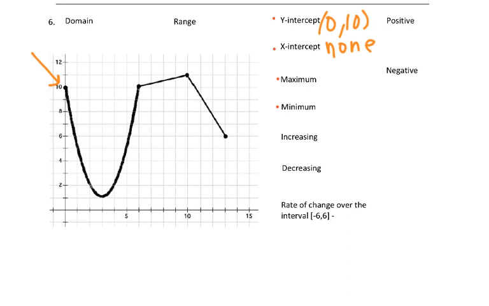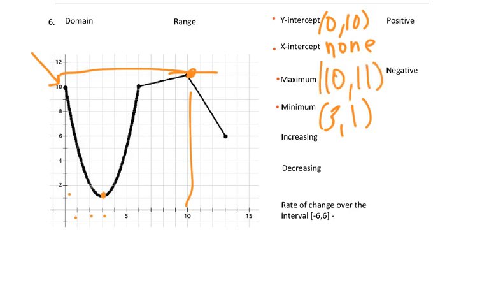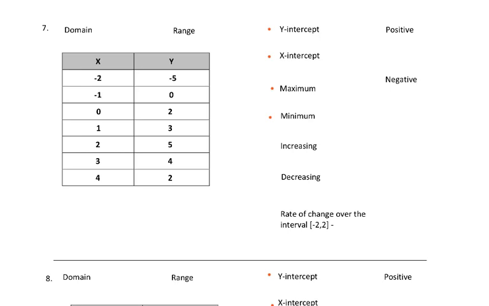Now our minimum, lowest point it goes is right here, which is about 1, 2, 3, 1. So 3, 1 for our minimum, and our maximum, pretty easy to see it's up there at 10 and 11. So 10, 11. All right, so there's all our maximums and minimums and x and y-intercepts for our graphs.